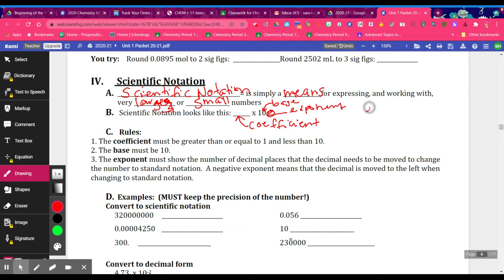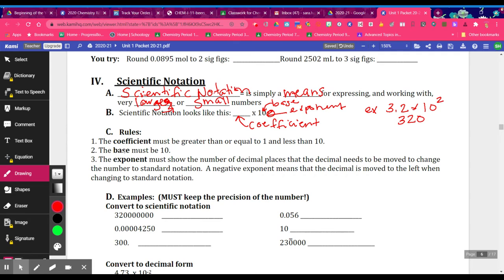So for example, you might have 3.2 times 10 to the second. Okay, that tells me that if I expanded this, I'd move the decimal point 2 times to the right. So that's really 320.